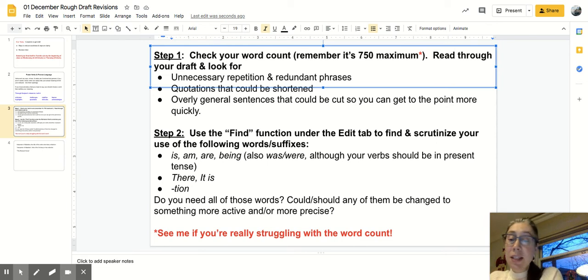So when you find these things, it doesn't mean that you automatically have to get rid of them, but instead I'd like you to scrutinize them. Do you need all of these words? Could or should any of them be changed to something more active or something more precise?